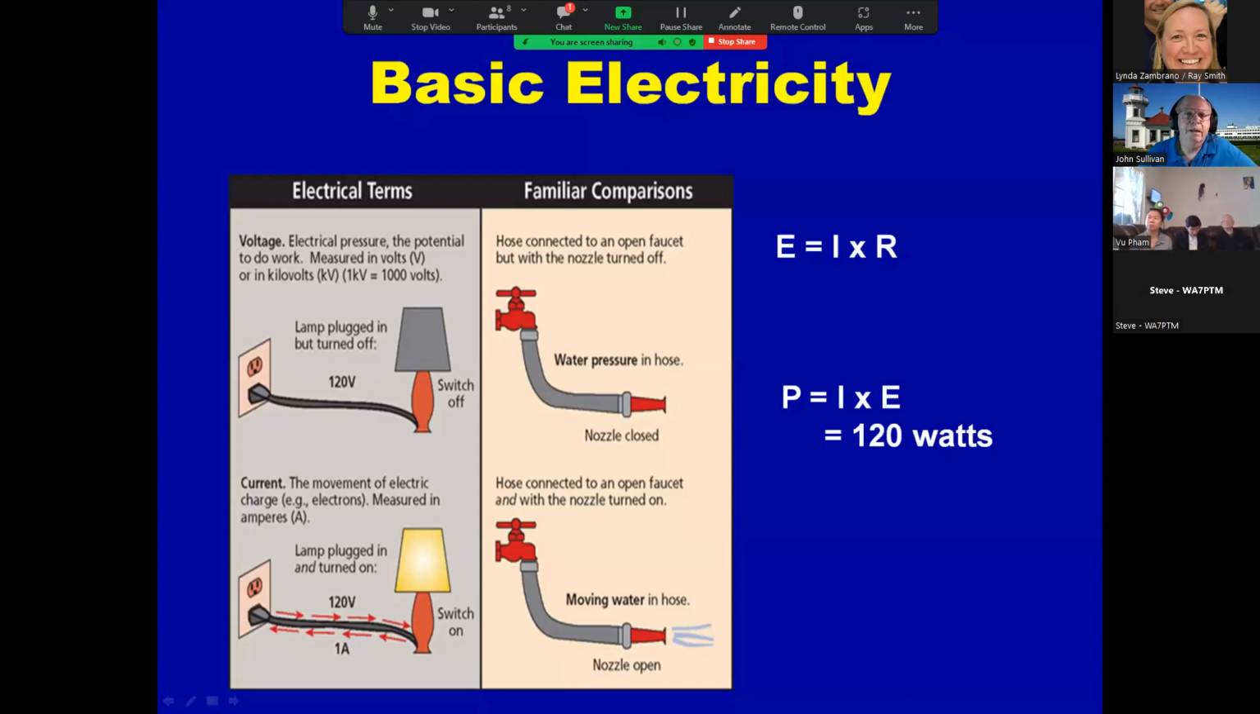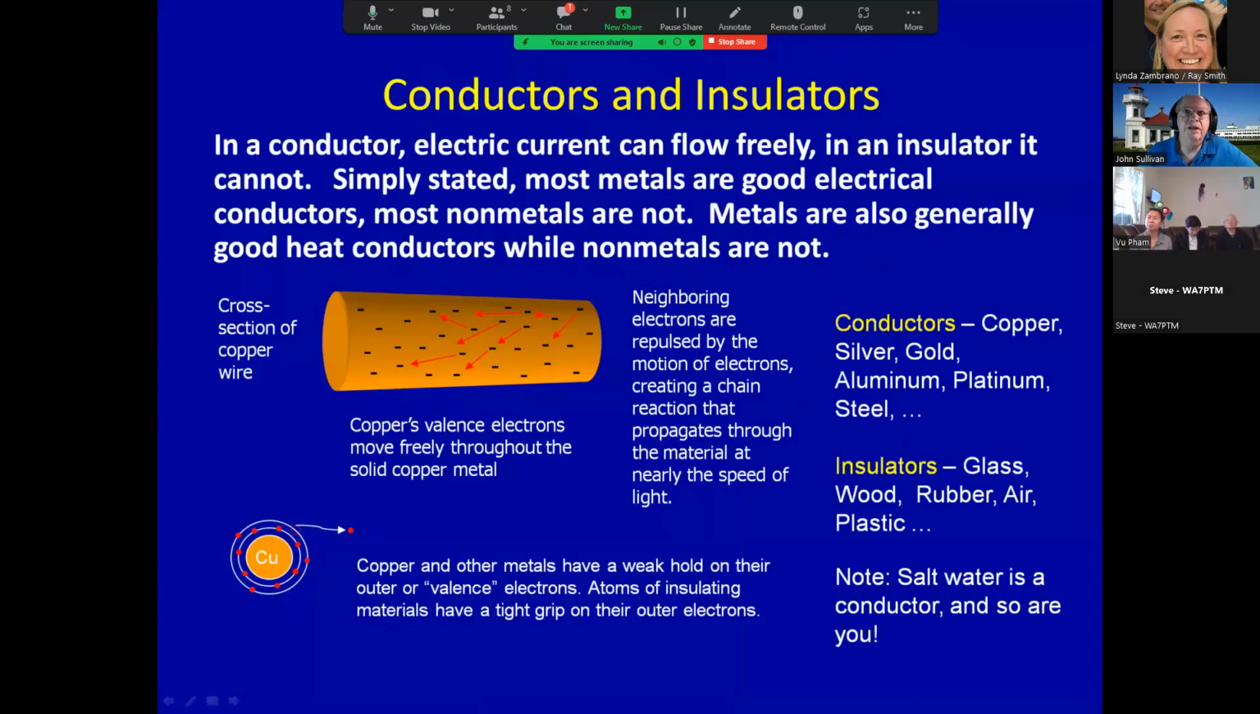Okay. And electricity flows through what we refer to as conductors. There's conductors and insulators. In a conductor, electric current can flow freely, and in an insulator, it cannot. Most metals are good electrical conductors, and most non-metals aren't, as a general rule. Metals are also generally good heat conductors, and non-metals generally aren't. So this picture shows a cross-section of copper wire. It's the electrons on the skin of that wire that are moving. And basically the electrons create a chain reaction.